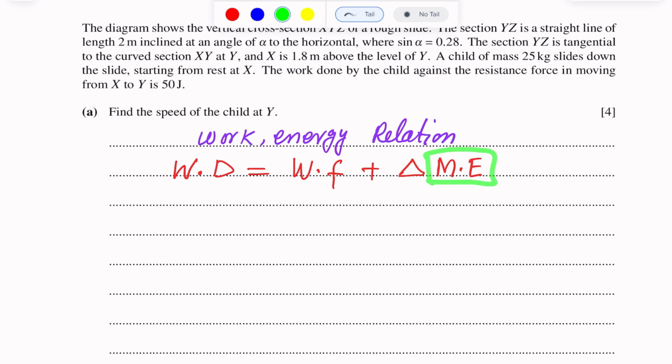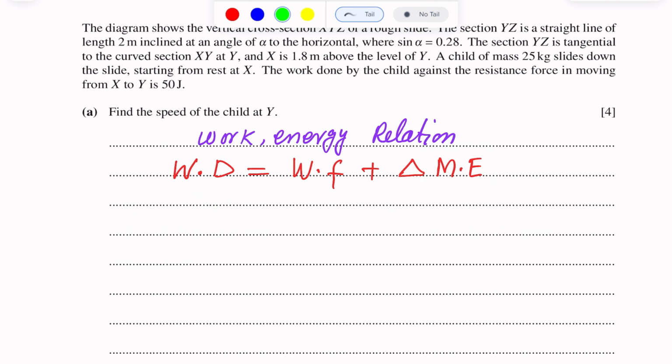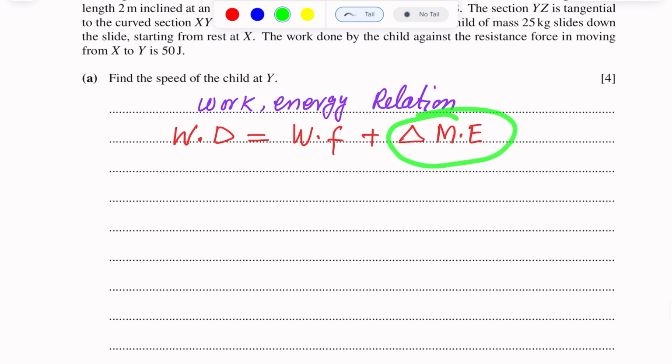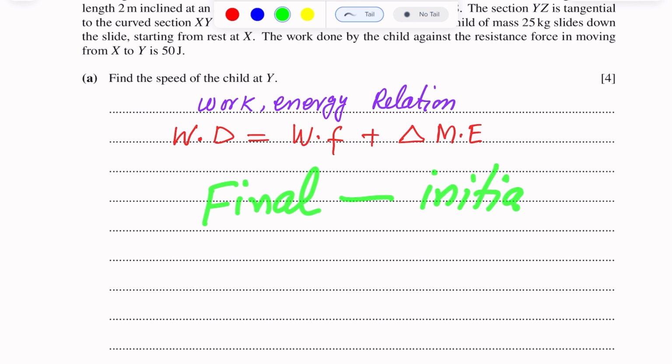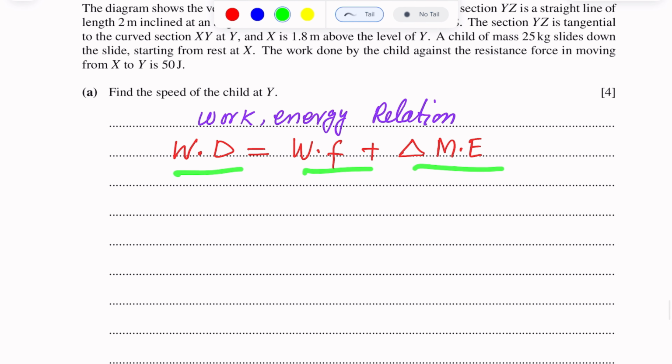Now, first of all, I will define what mechanical energy is. Mechanical energy is equal to potential energy plus kinetic energy. Change in mechanical energy means final mechanical energy minus initial mechanical energy. So we are using this formula.